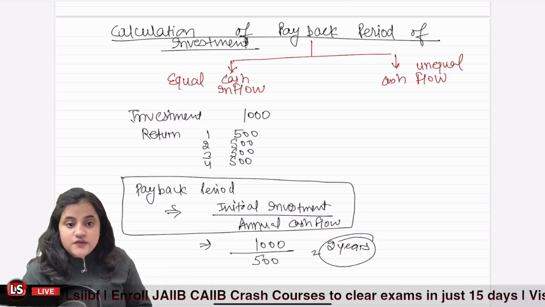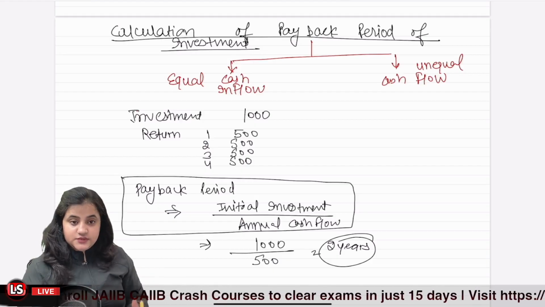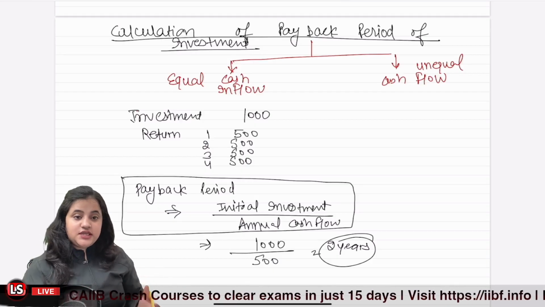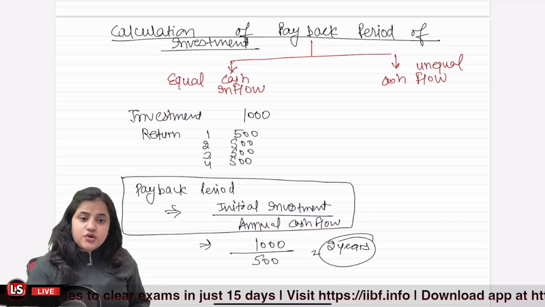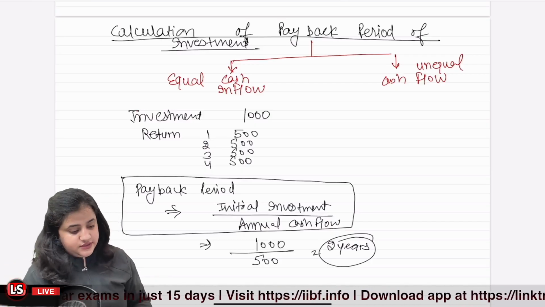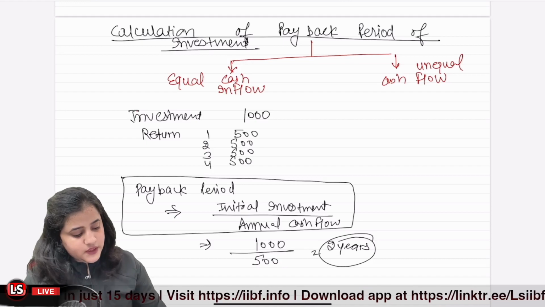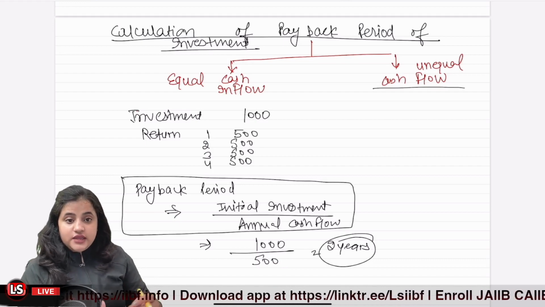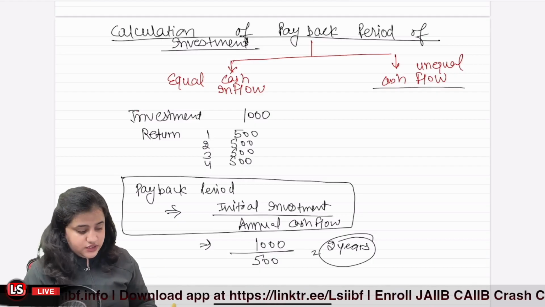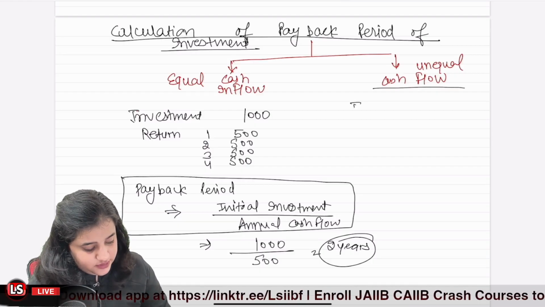So how will you take investment decision? If you have two investments where everything else is same, you will see which investment is giving me higher return in lower period of time, and I will take that. Other cases where we have unequal cash flow, so we take the cumulated returns. Okay, so let's take the example.